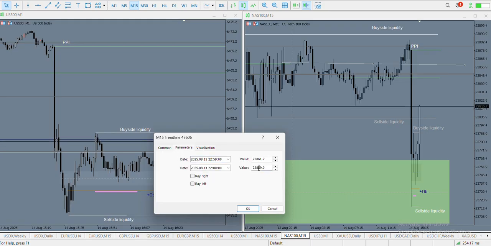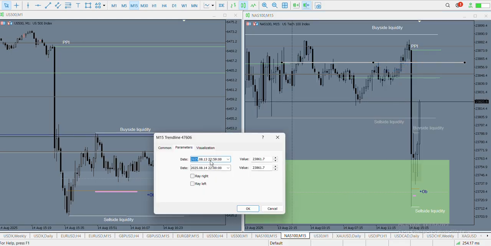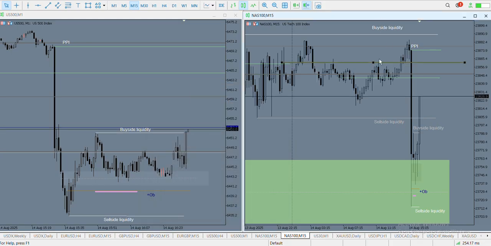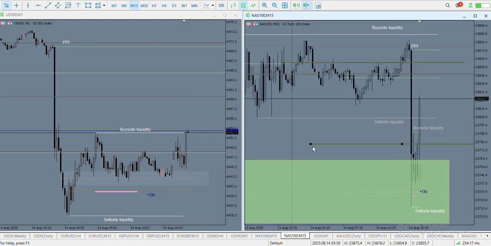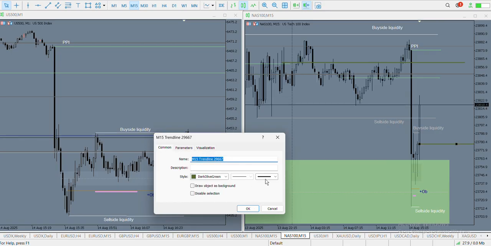So 23,861.7. There we go. So this is a discount opening range gap. This is dark olive green. And then we have the opening price here. NAS 100 is already running into the midpoint of today's opening range gap. I'll look at that going to the lower time frames.